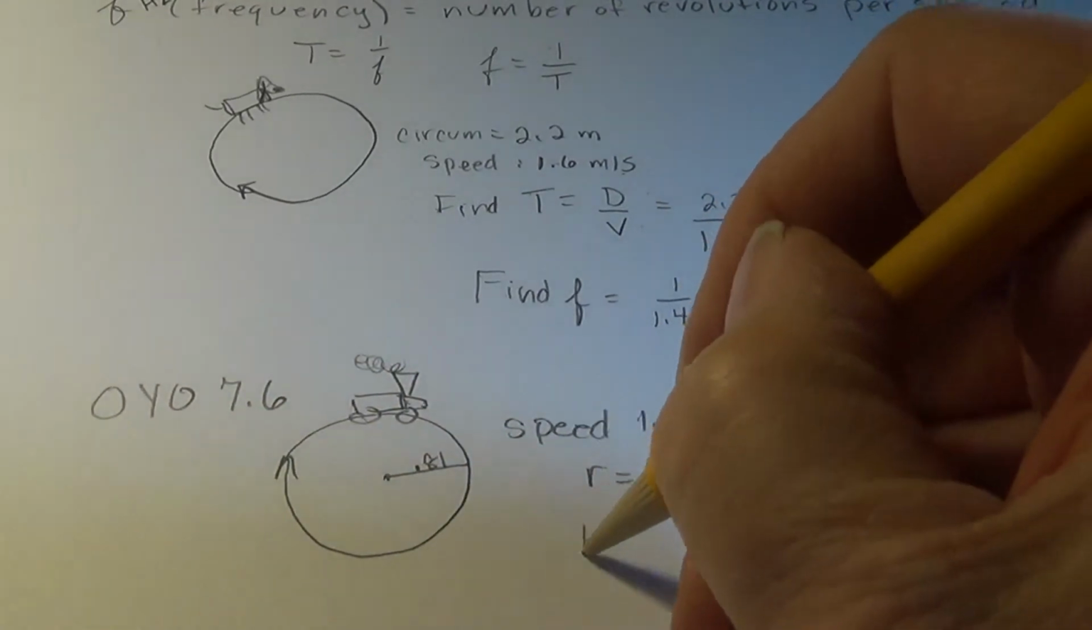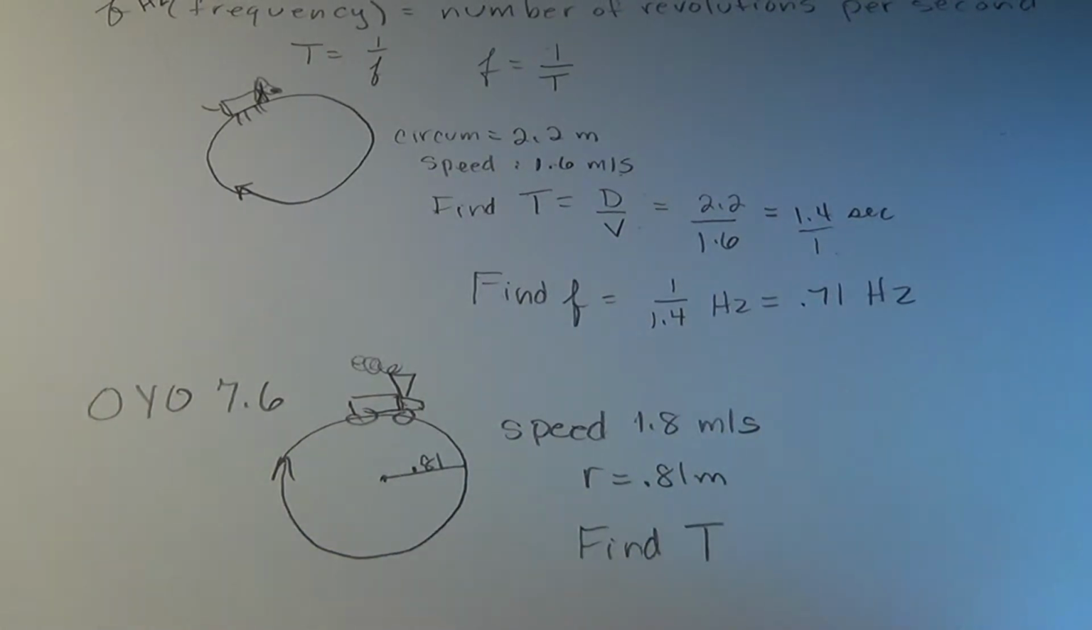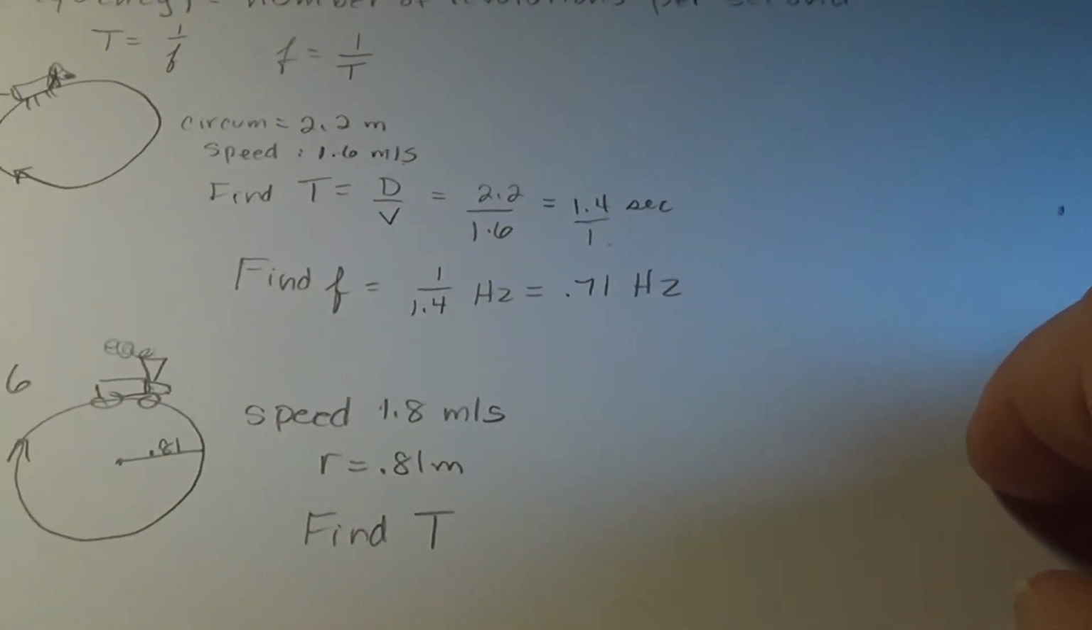And I want you to find the period, which is T. So again, the time to go around the circle. I will let you work on that. Just stop the video and try that. And when you've got an answer, turn it back on. All right, here we are.